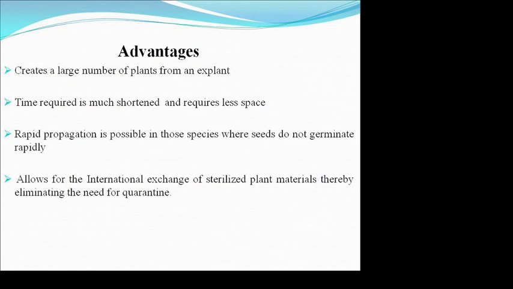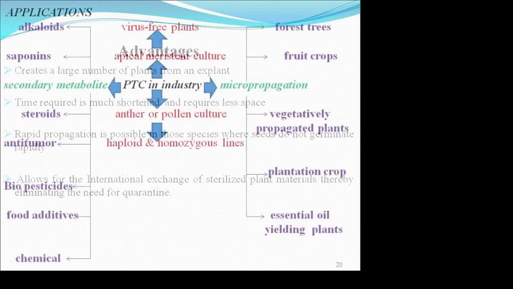It creates a large number of plants from an explant. As you have seen, from just one single explant, we have come up with so many plants. The time period is less and it can be grown any time of the year. Rapid propagation is possible in those species where seeds do not germinate, so to overcome any seed germination problem, you can use this particular method. Sterilized plants are always preferred for exchange programs, so you always get sterile plants.